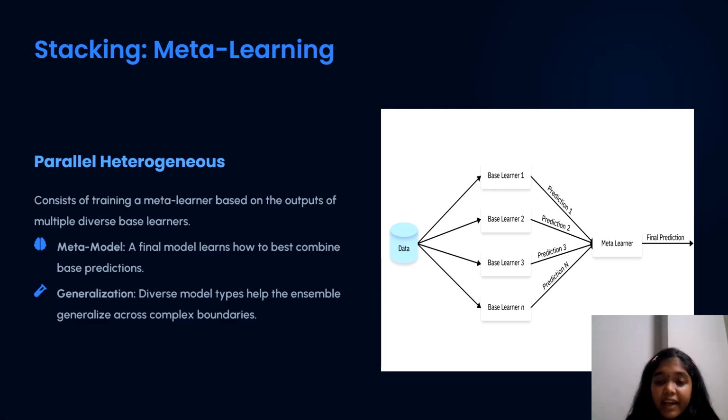Now we'll learn about stacking. Stacking consists of training a meta-learner based on outputs of multiple diverse base learners. A model that learns how to best combine these predictions is called a meta model. And then we generalize the models to diverse model types to help the ensemble generalize across complex boundaries. And then we learn the final prediction.